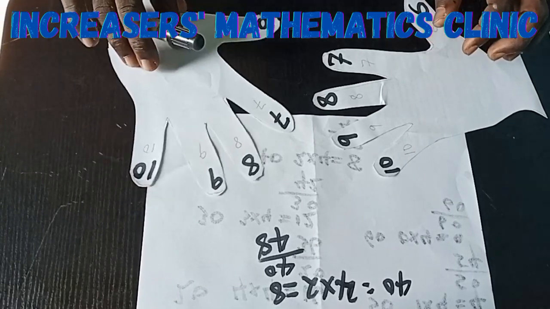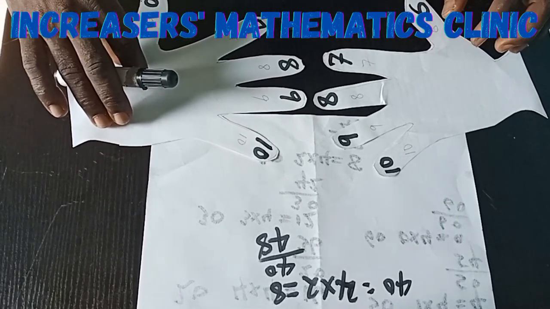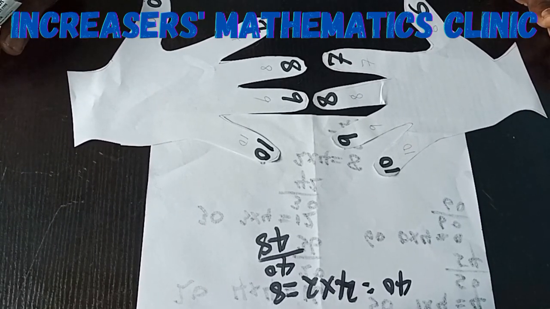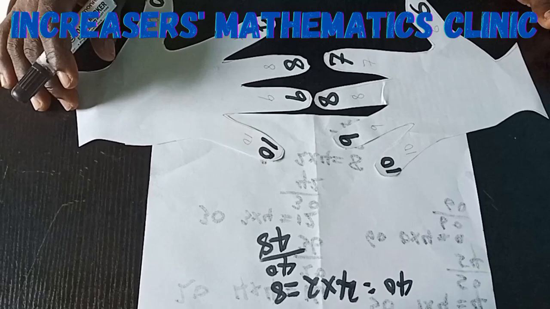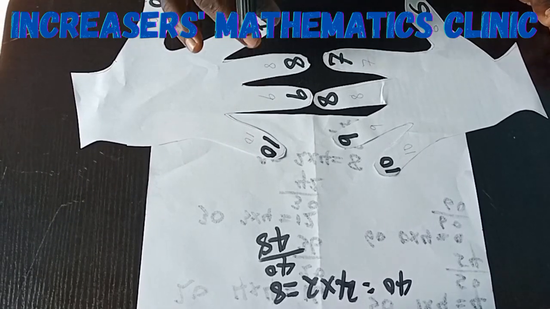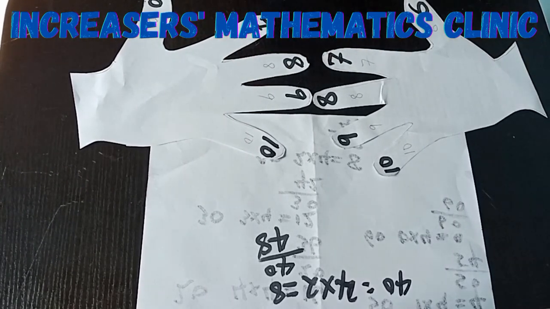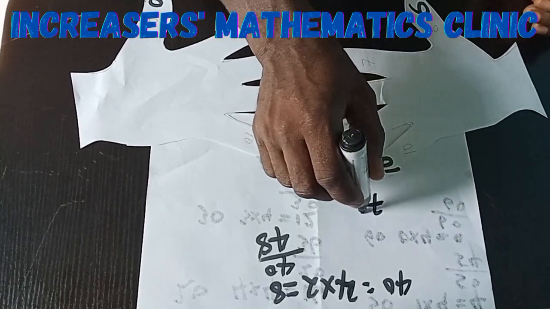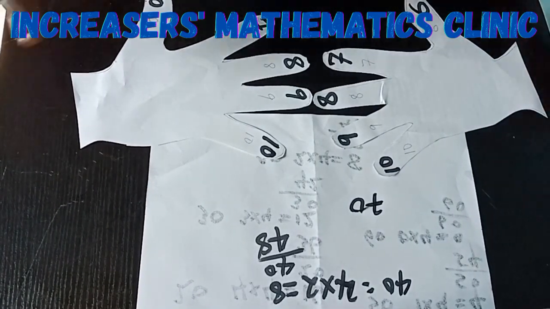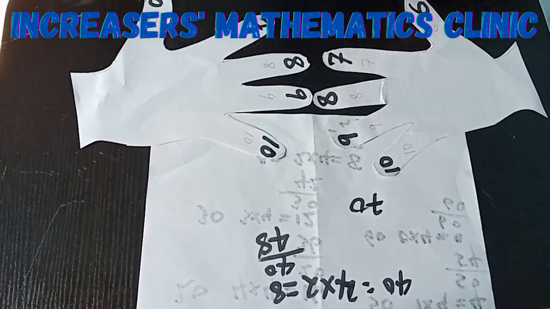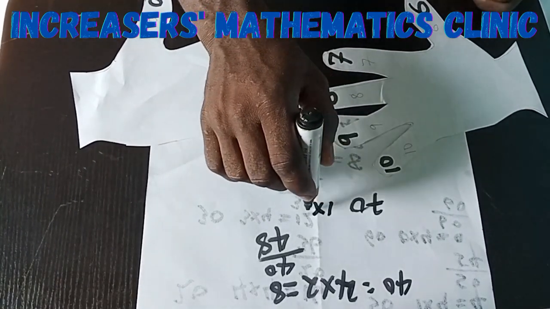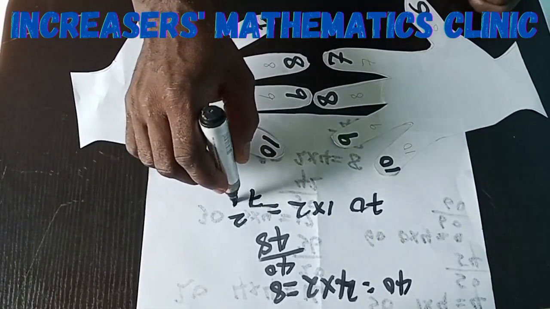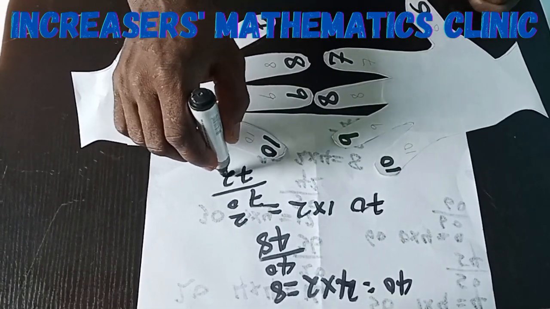Let me move to 8 times 9. So 8 times 9, I have on and below the two fingers touching each other 1, 2, 3, 4, 5, 6, 7 fingers below. So those 7 fingers are 7 tenths, which is 70. And then above it, I have 1 finger by the right and 2 fingers by the left, which is 1 times 2, which is equal to 2. If I add 70 to 2, I'll be having 72.